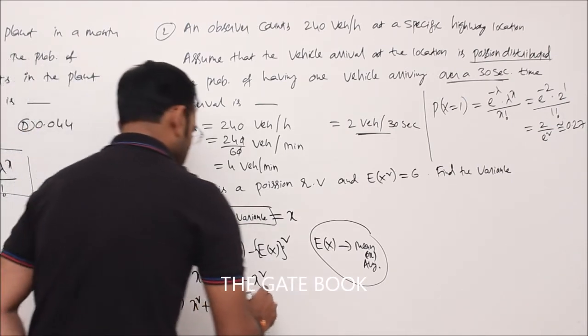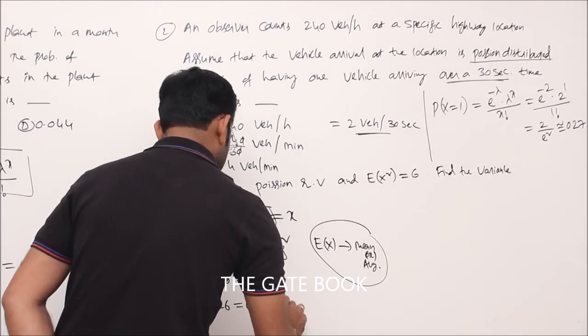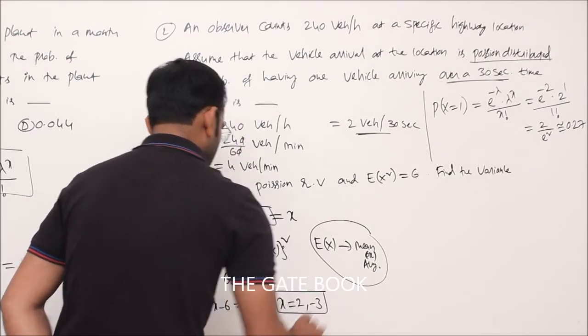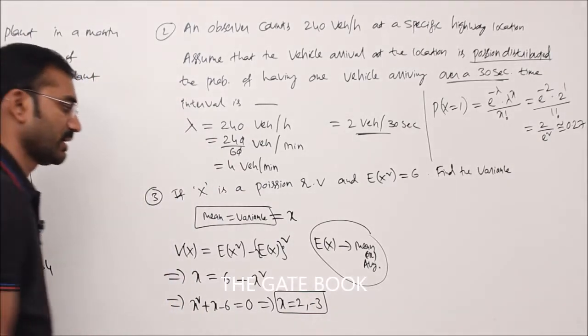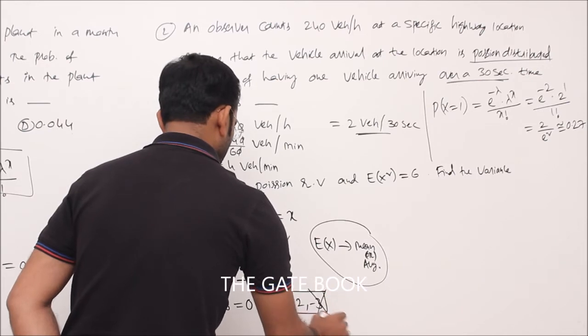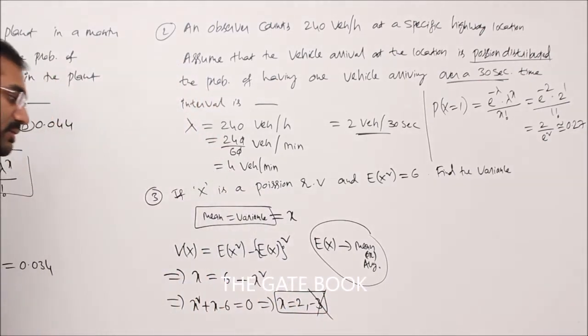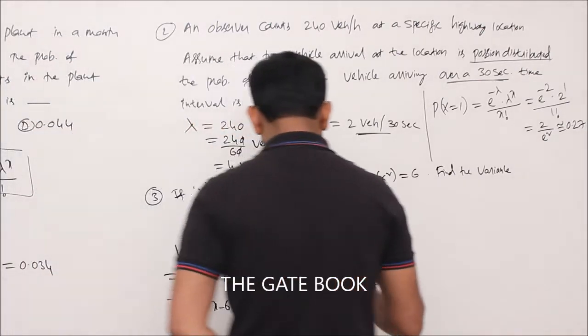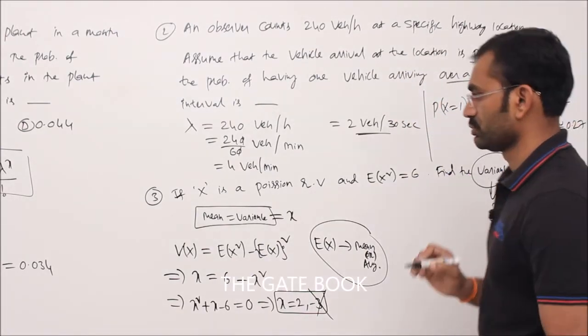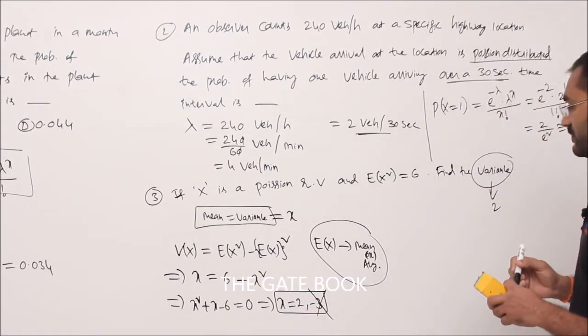That is a quadratic equation in x. Solving for roots, we will get x is equal to 2 or minus 3. But we have to ignore the negative value here because variance cannot be negative. So the variance value is 2. That is the answer for this question.